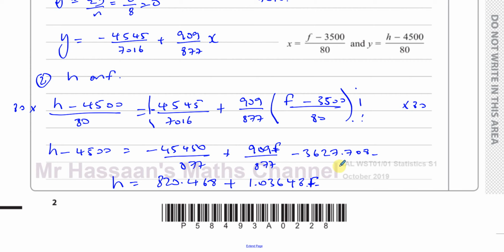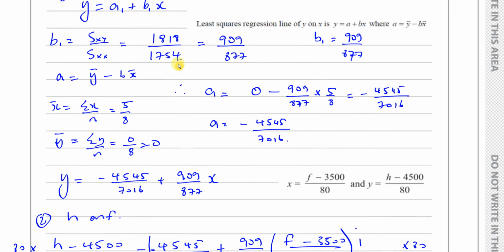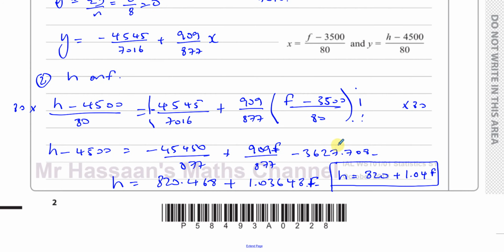So therefore our answer is going to be, let me round it to 3SF: h equals 820 plus 1.04 times f. Those are the values rounded to 3SF. That's the regression line of h on f. We'll talk about its interpretation in a minute, but that's how you deal with this question.